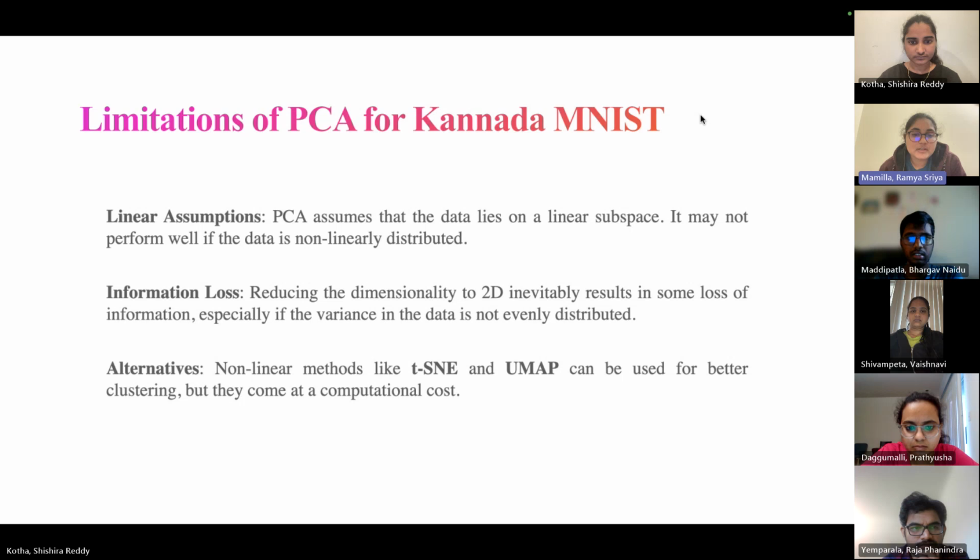Reducing the dimensionality to 2D results in some loss of information, especially if the variance in the data is not evenly distributed. And next is the alternatives. Nonlinear methods like t-SNE and UMAP can be used for better clustering, but they come at a computational cost. Thank you. The next slides will be continued by Fanindra.